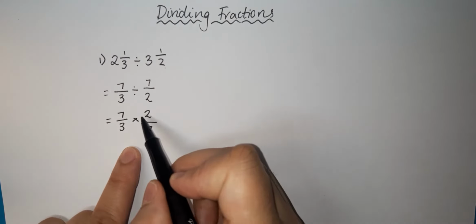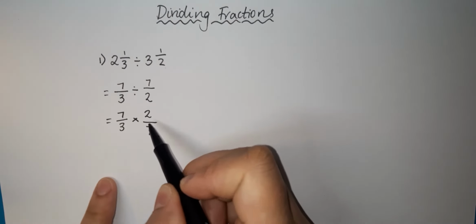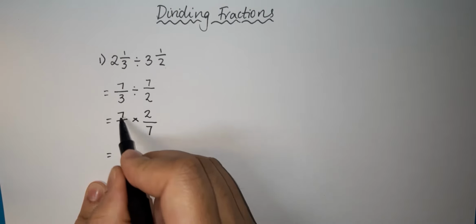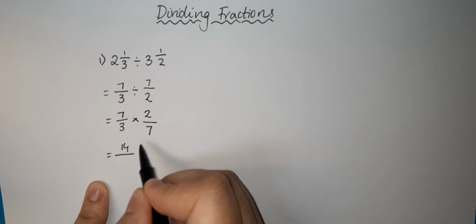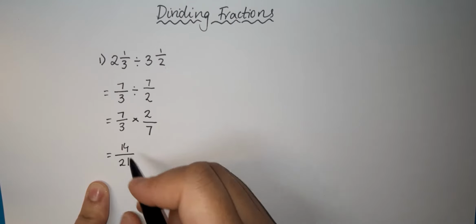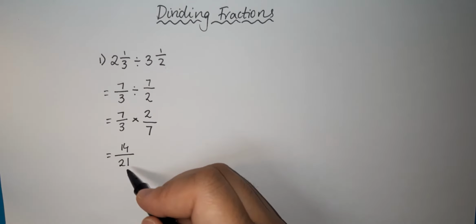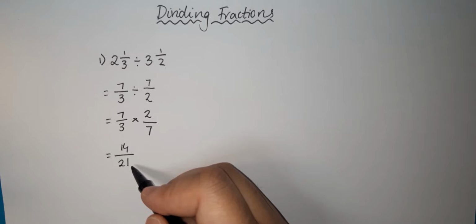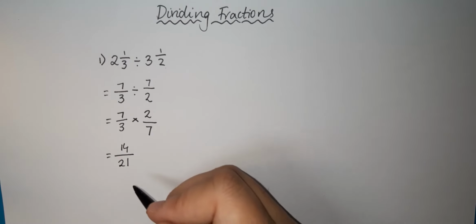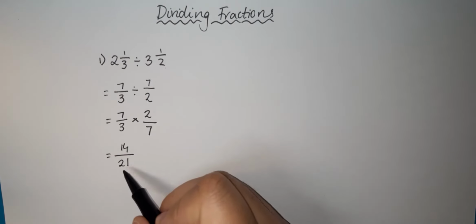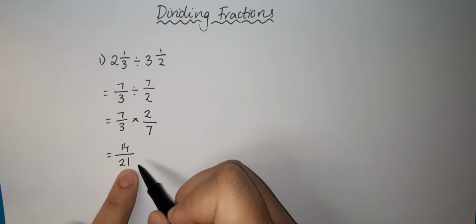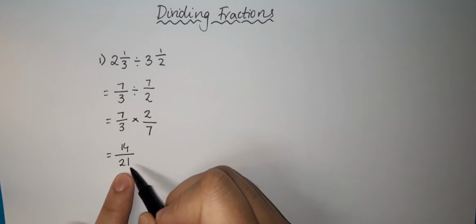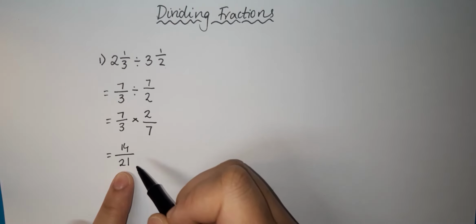Yeah? Now this is extremely easy to work with because now we can do 7 times 2, which is 14, and 3 times 7, which is 21. So the answer is 14/21. Yeah? But what we can do here is, if we look at it, we can simplify this further, because 14 and 21 can both be divided by 7.